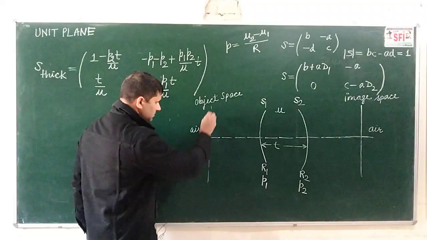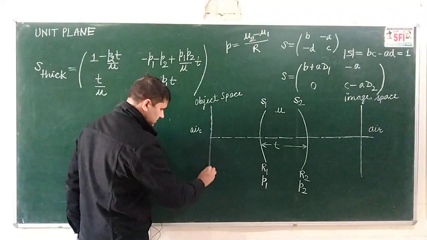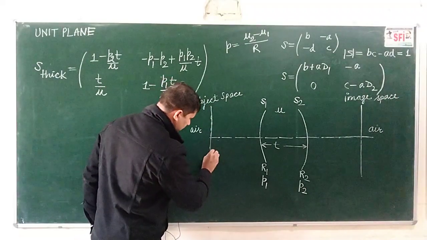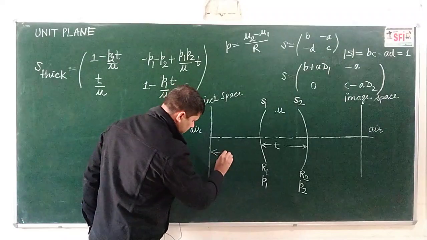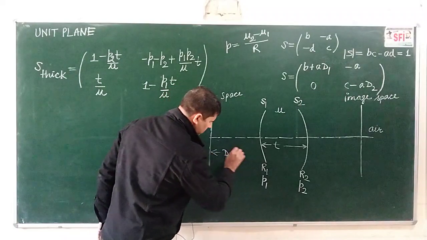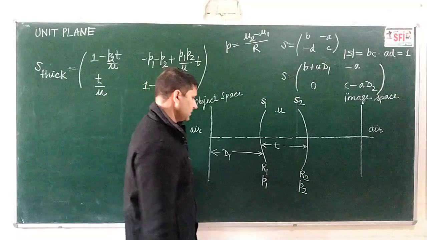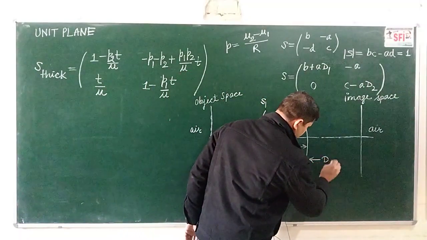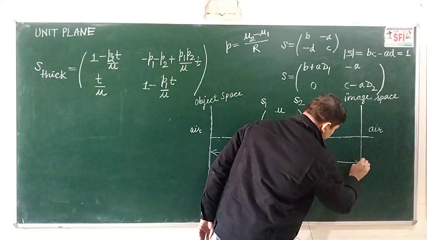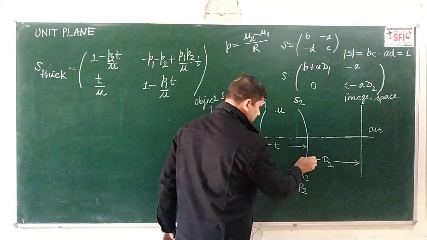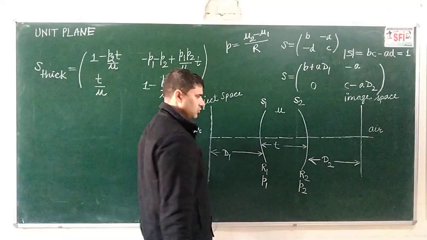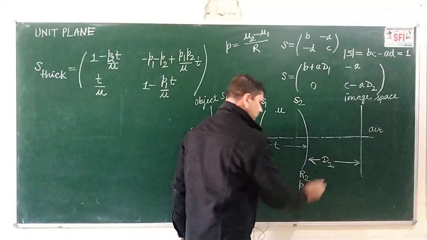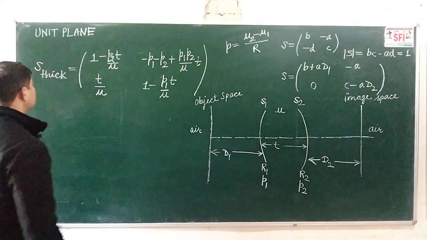So if the object is placed in this plane, then its distance is denoted by d1, and the distance of the image plane from the second refracting surface S2 is denoted by d2. Now come to unit planes.